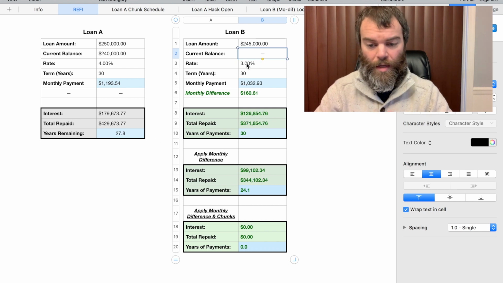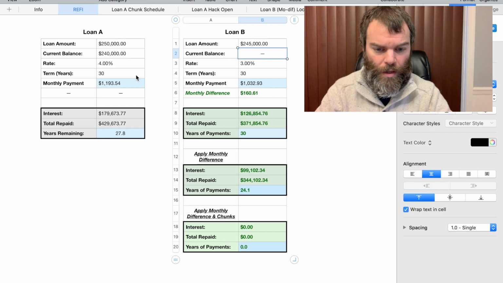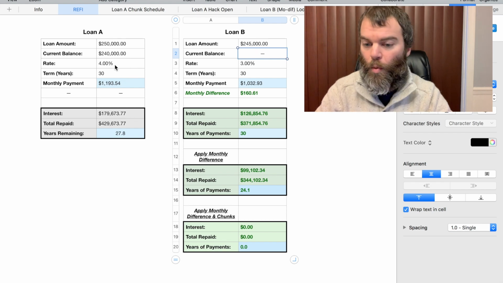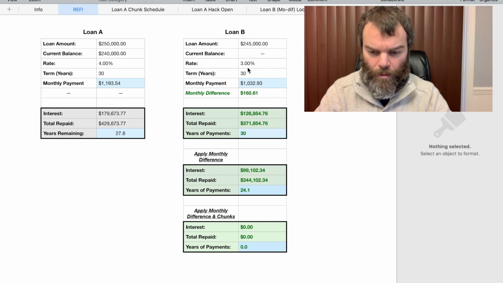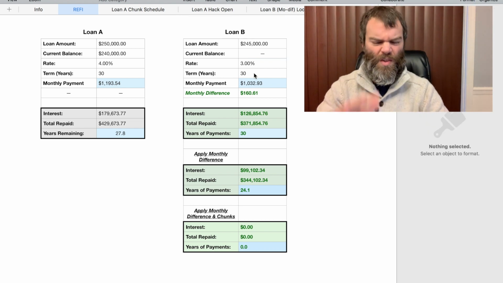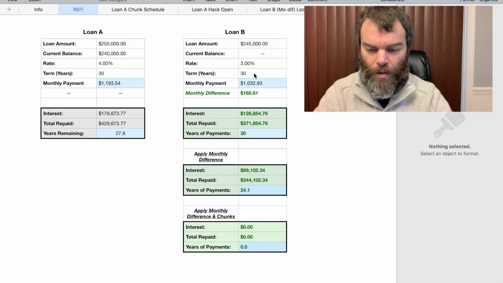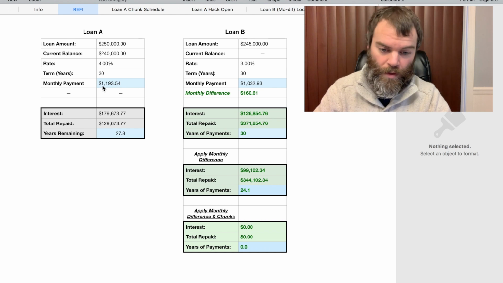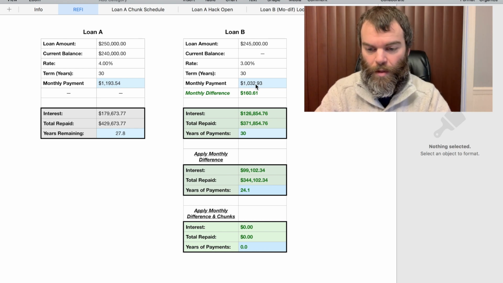And we can just leave this at 3%, so this is just a point lower. If you're looking at refinancing, you're currently, let's say, at 4%, and you have the option to go down to 3%. So what does that look like for us? Just in doing that, once again 30 years, most of this is set up to accommodate a 30-year loan, it'll tell you your monthly payment is $1,032. So instead of the $1,193, we're down to $1,032.